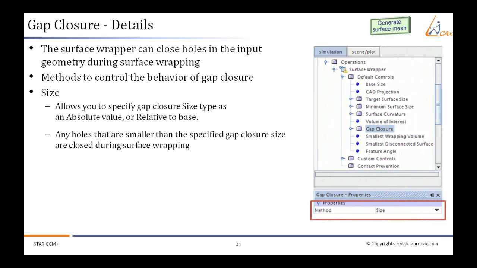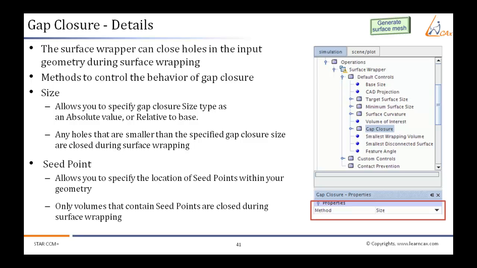Let us see the meaning of two important user inputs required for surface wrapper. These are size and seed point. First is size. This allows you to specify gap closure size type as an absolute value or relative to base. Any holes that are smaller than the specified gap closure size are closed during surface wrapping. Then we have the seed point. This allows you to specify the location of seed points within your geometry. Only volumes that contain seed points are closed during surface wrapping.